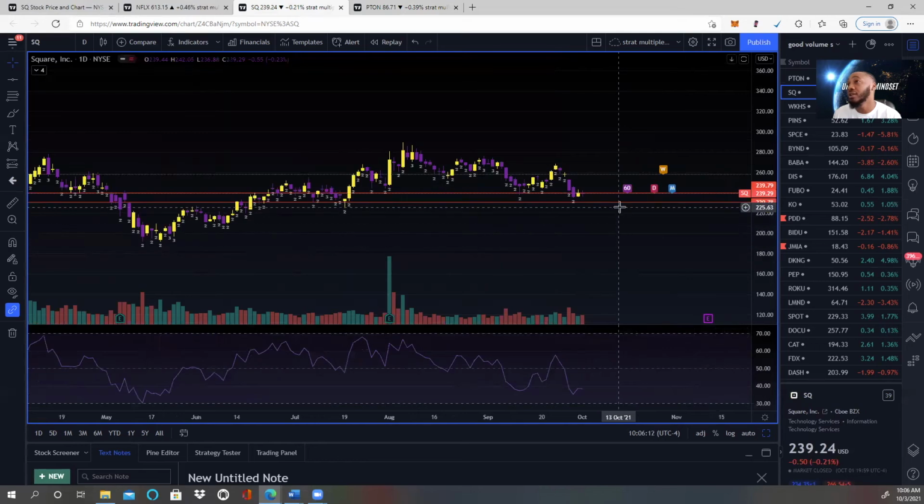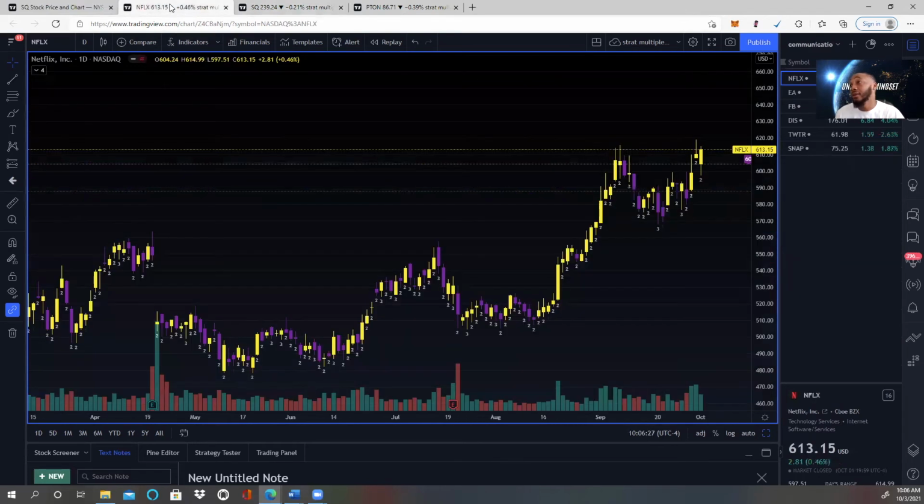So with that being said, this is just something to use to help you in your trading. You never want to just jump in the trade because you see the RSI is low, because the RSI still can fall. All right, one more example before I get up out of here.